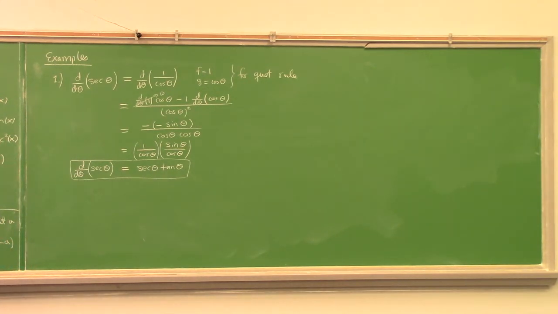I mean, yes or no? I mean, yes and no. I mean, if you know your derivative of sine, derivative of cosine, if you know the quotient rule, if you have a clear mind about what secant means, then you can derive this, right?